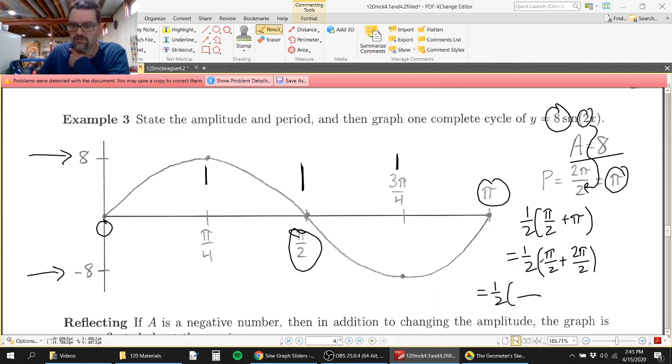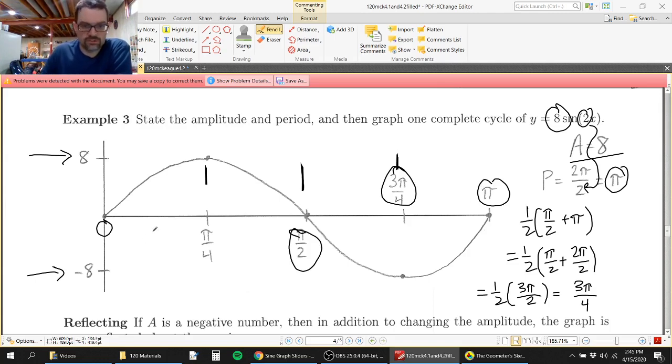So with the common denominator, 1 pi plus 2 pi is a total of 3 pi's on top, 2 on the bottom. And if you multiply the fractions, sure enough, 3 pi over 4, and there it is. But sometimes the numbers are nice enough that you can just figure out what these are. Remember, this is a quarter, a half, 3/4, and the whole way through the cycle.